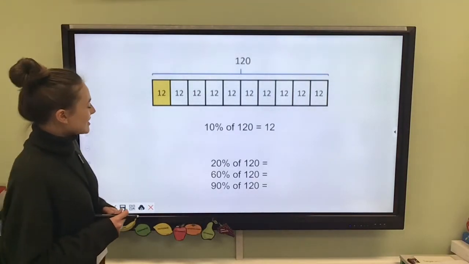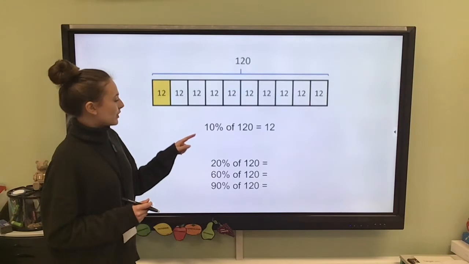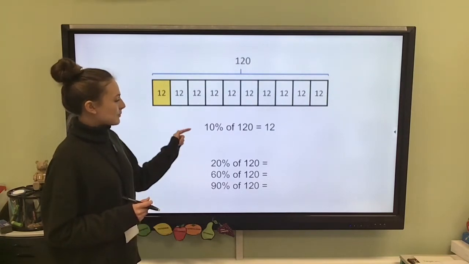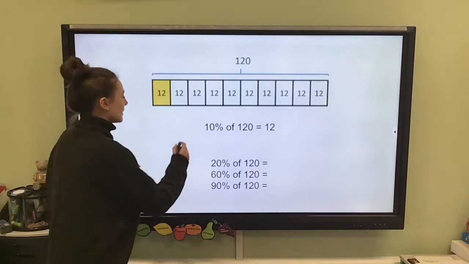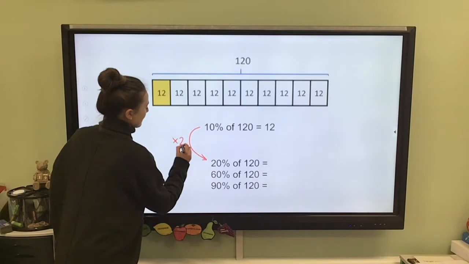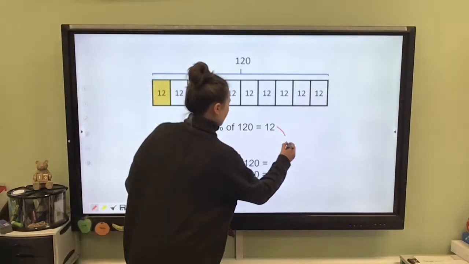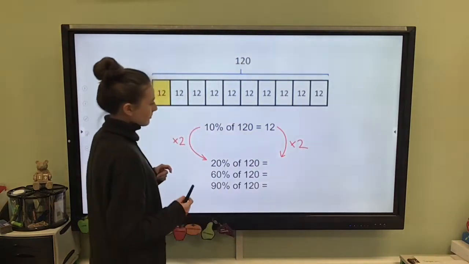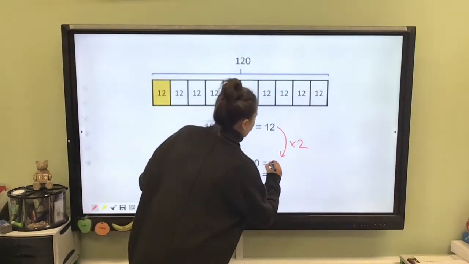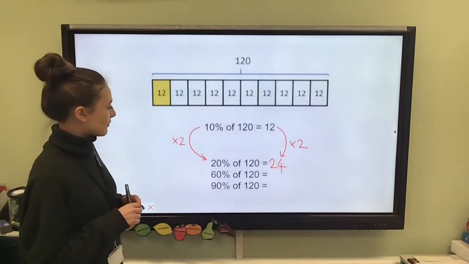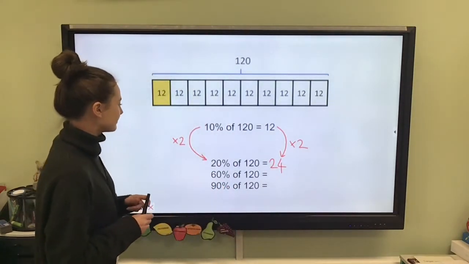Well, if we already know that 10% of 120 is 12, we know that 20% is simply double 10%. So we could multiply 10% by 2. Okay, so we'd multiply 12 by 2. So 12 multiplied by 2 is 24. Okay, so 20% of 120 is 24.